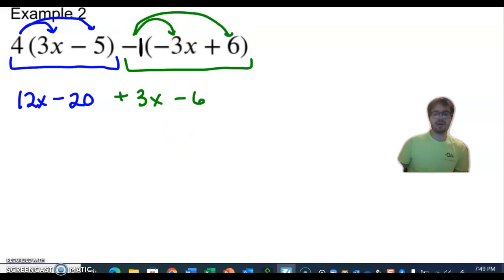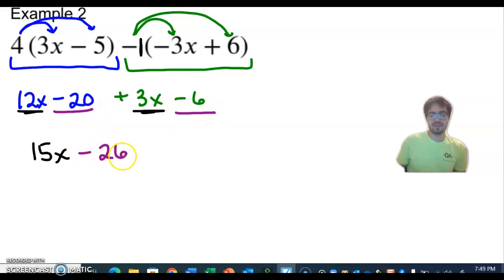Let's see what we can combine. I have 12x and 3x, that's 15x. And then I have negative 20 minus 6, that's minus 26. Here is our final answer.